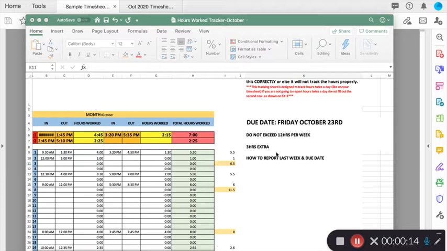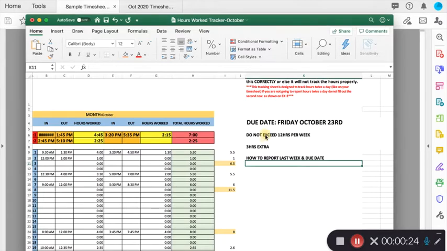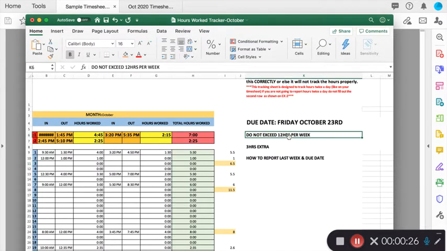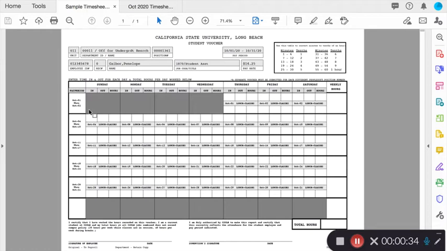Before we start off with the tutorial, I do want to go over a couple of things just so everyone's aware and understands. First thing I want to talk about is not exceeding the 12 hours per week. Remember that you're only allowed to work 12 hours max per week. This is mainly for the students that worked the month of September.